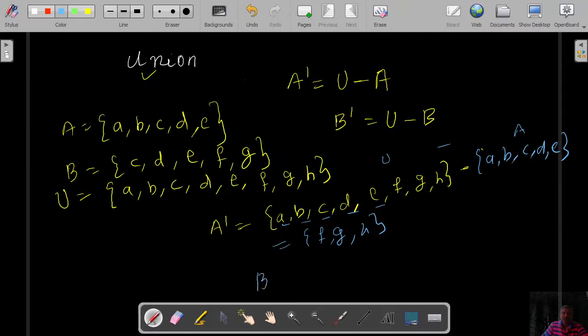Similarly, B dash will be from here. I am directly going to do this. We have C, D, E, F, G. We should actually do U minus B, so I am not writing it in this lengthy way. From the universal set, all the B elements are there, C, D, E, F, up to G is there. So only one more, H, is missing. So this is A dash.